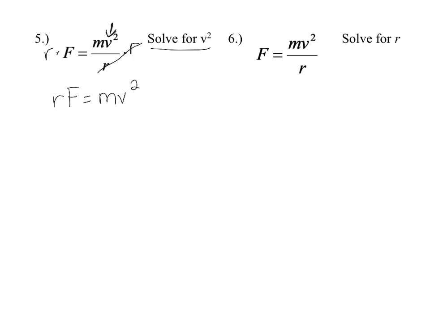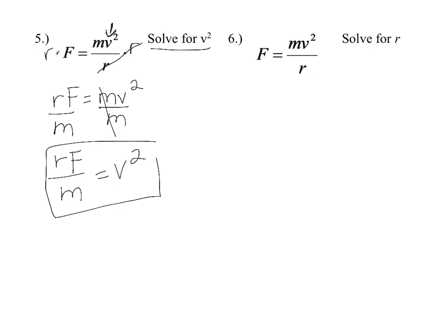So now v squared is being multiplied by m. The opposite of multiplying by m is divide by m. So now I'm going to divide everything by m. So I get lowercase r, uppercase F over m equals v squared. And I'm done. I have isolated v squared. So with these types of problems, it's really important to show your work every step as you go.